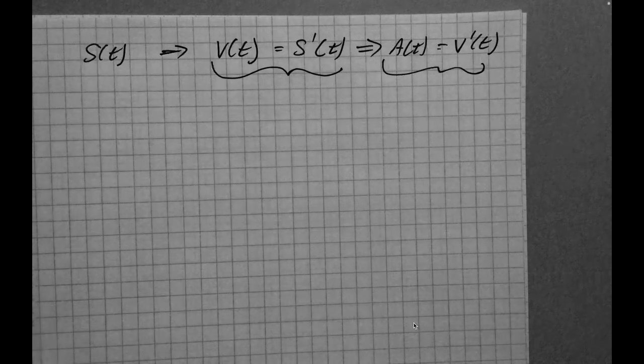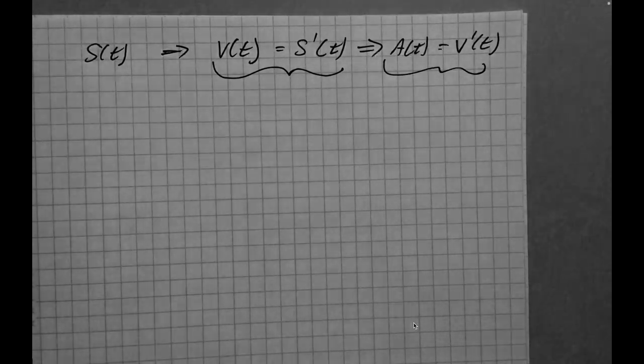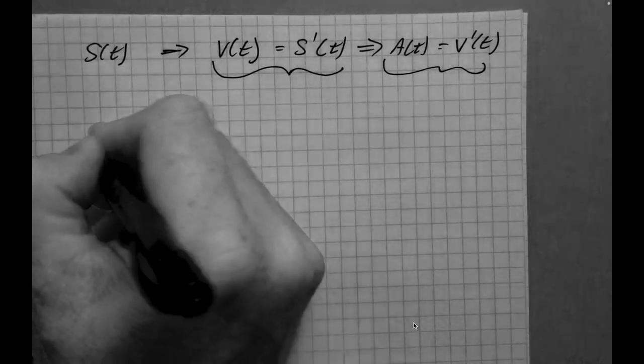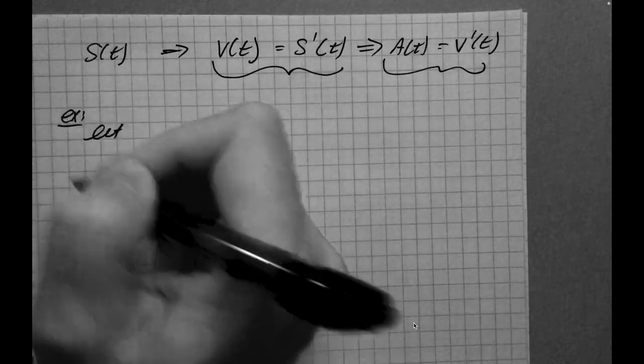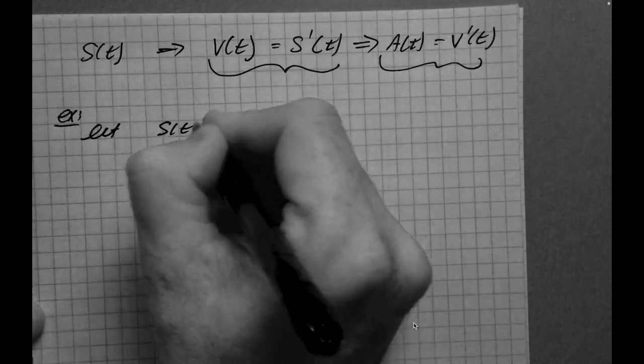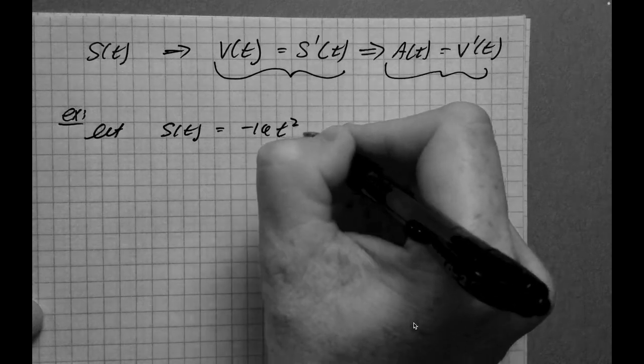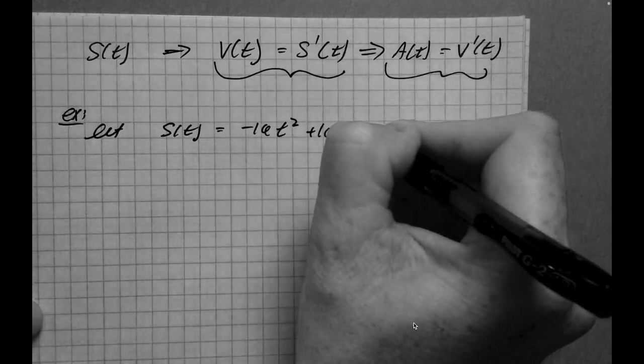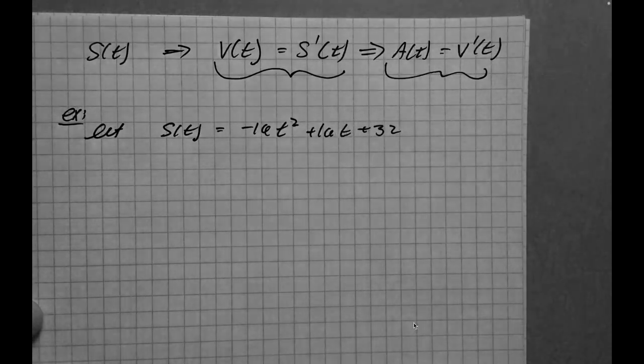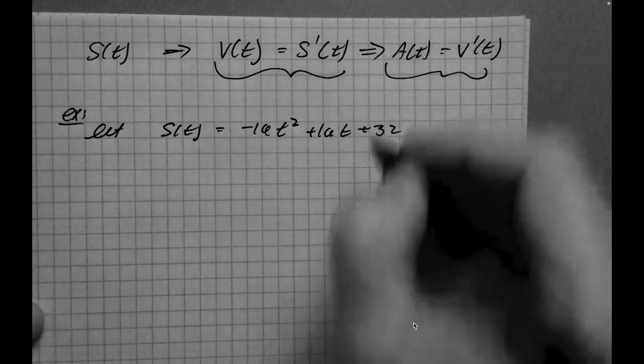Let's do an example. Let s of t equal negative 16t squared plus 16t plus 32. Let's let that be the position function for a driver.